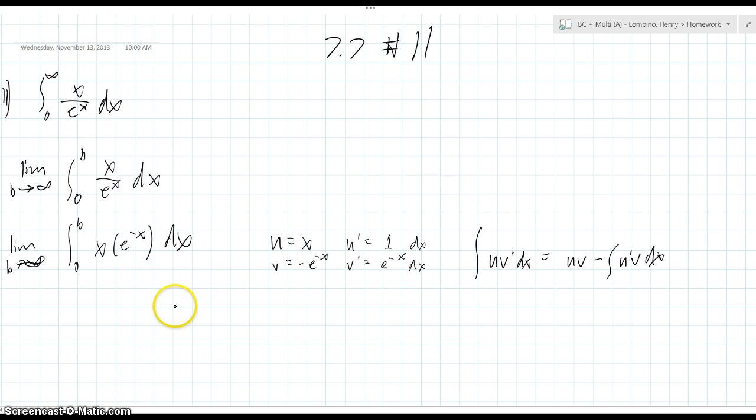So all this equals the limit as b approaches infinity. We have to keep that in mind. That doesn't happen until the very end, and we're going to start plugging these in. So it's going to be negative x e to the negative x, minus the integral of negative e to the negative x dx. Okay? Close parentheses.